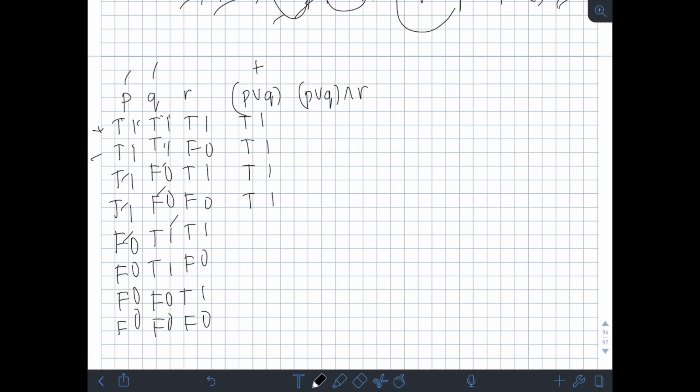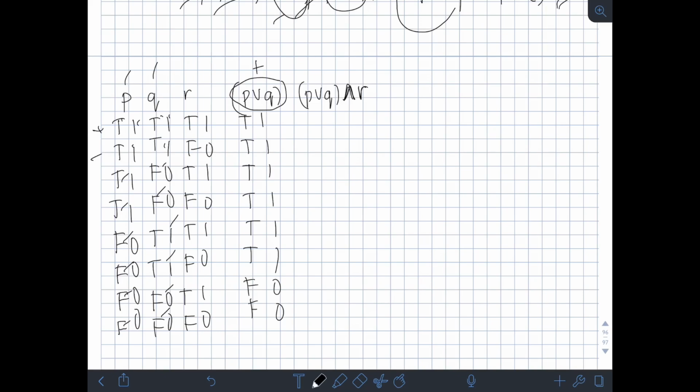So, 0 plus 1 is true pa rin. So, true. Next, 0 plus 1. True pa rin, right? 0 plus 0. Okay, so this time, false na kasi 0 plus 0 is 0. So, false or 0. Then, 0 plus 0, 0 pa rin. Okay? So, next. Ngayon, yung nakuha nating values for P or Q, yun na lang yung i-add natin sa R.